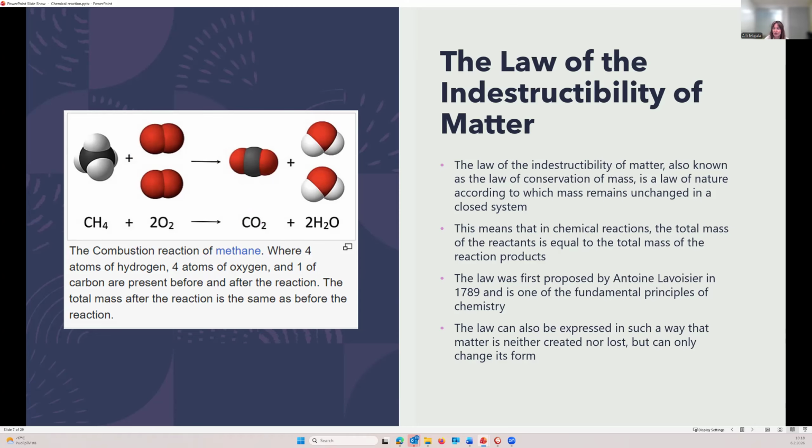Mass remains unchanged in a closed system. So the total mass of the reactants is equal to the total mass of the products. And this is a fundamental principle of chemistry. And yeah, mass is not created or lost, but it changes its form, like also the energy. Energy, in the law of energy conservation.